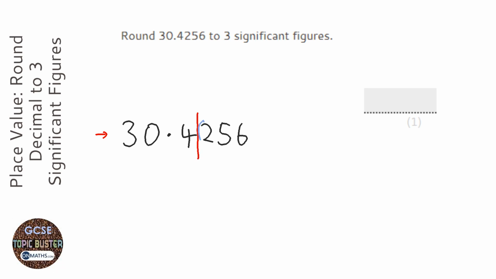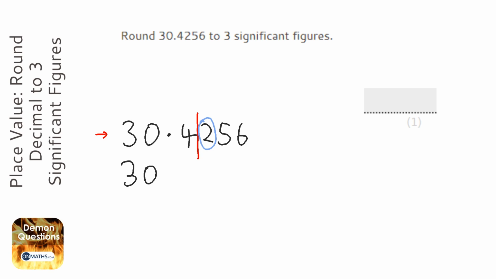And this 2 is our decider number. Now, if our decider number is 5 or more, that 4, the number to the left of the red line, will go up by 1. If it's less than 5, that 4 will stay the same. Now, because that is a 2, that 4 is going to stay the same. Now, the numbers to the right of that red line are going to turn to 0, but we don't need to write them because they're after the decimal point. So the answer is 30.4.